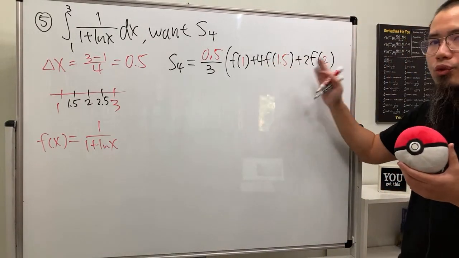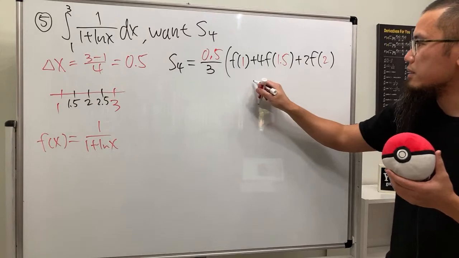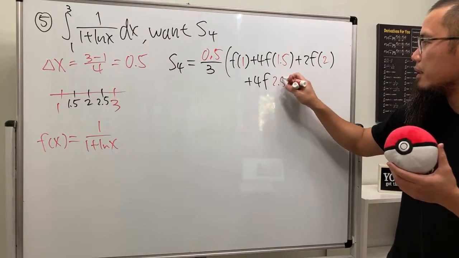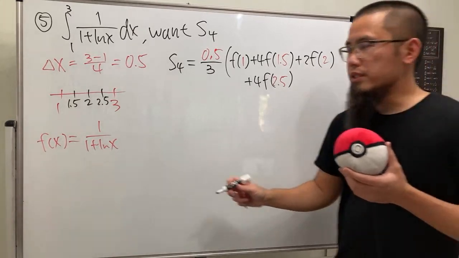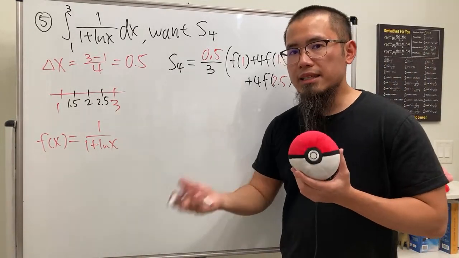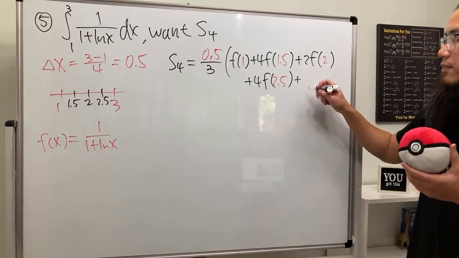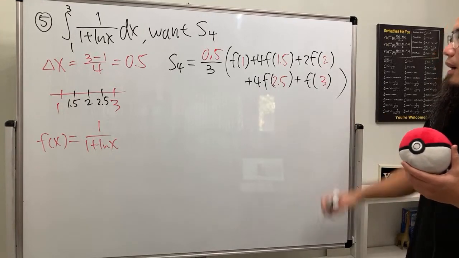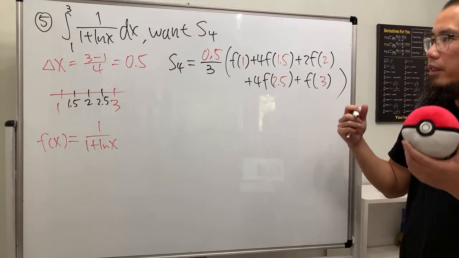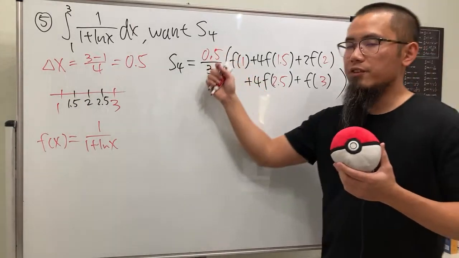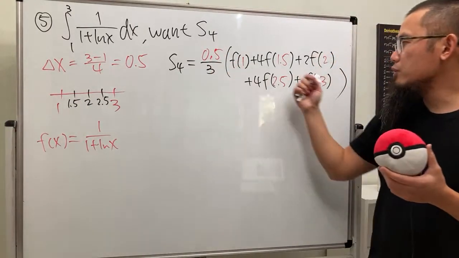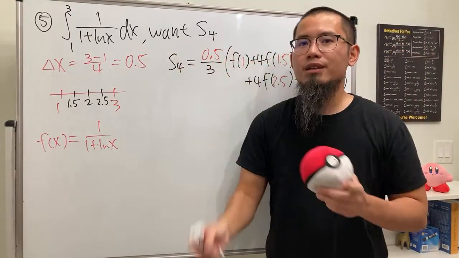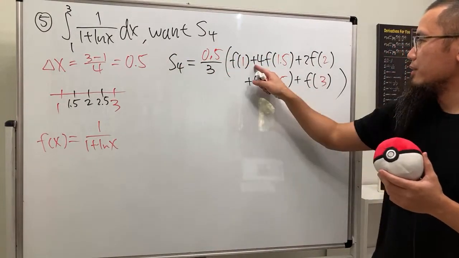And then it's 4, 2, 4, 2. It just alternates. So the next one is 4 times f of 2.5. When x is equal to 3, that's the last x value, and the coefficient for that is just 1, so you just have f of 3. The way I like to remember Simpson's rule is that you divide the delta x by 3, and then the coefficients are 1, then 4s and 2s alternating, and then 1 at the end.